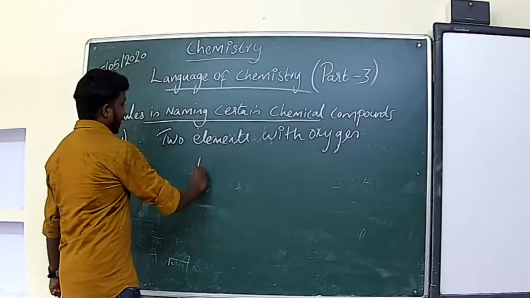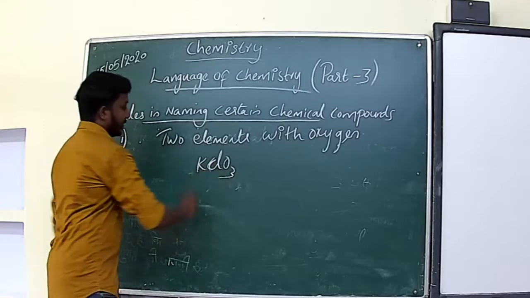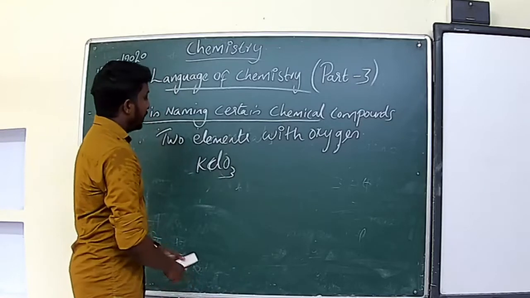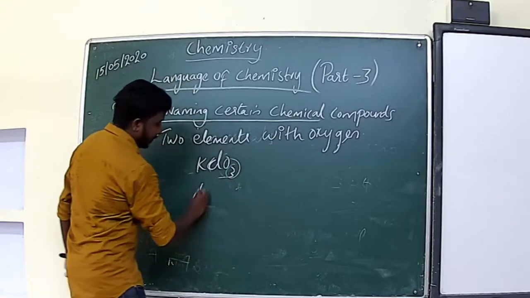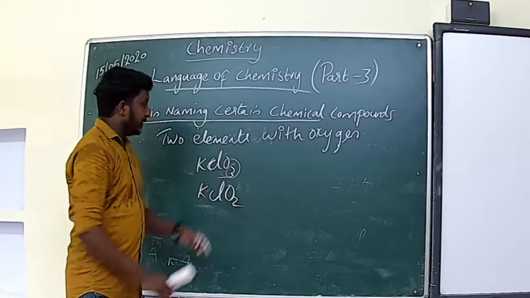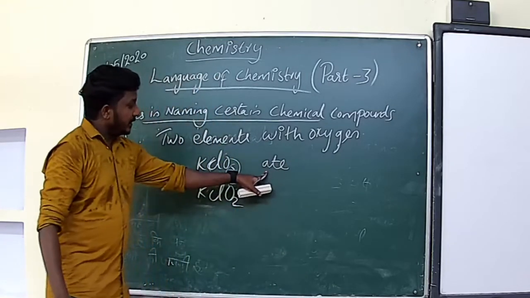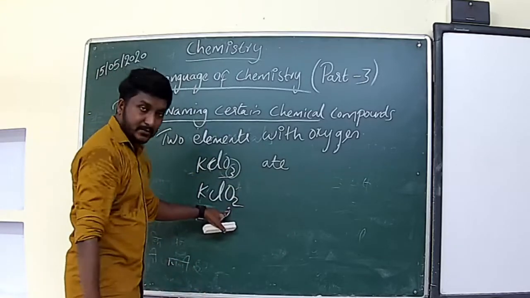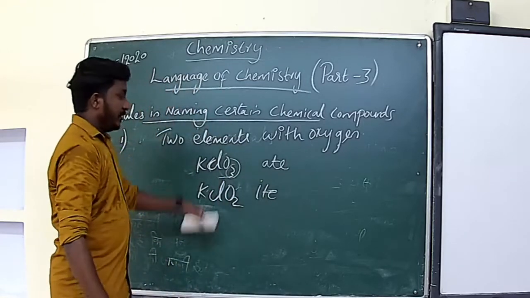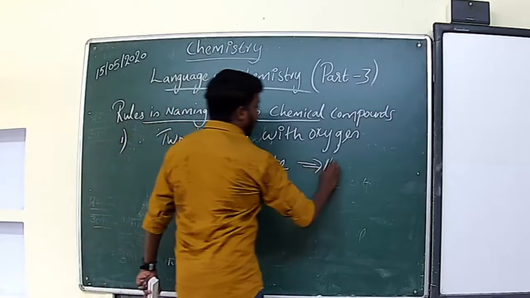For example, KClO3. So two elements we can write side by side. Then oxygen, how can you give the name for oxygen? Here we can see 3 atoms of oxygen, and one more example we can take, KClO2. So where is the more oxygen? There we will suffix with ATE, and where there is a lesser number of oxygen, the name will be ITE. Okay, then can you see the name for this? What is the first element? Potassium. So we can write potassium.